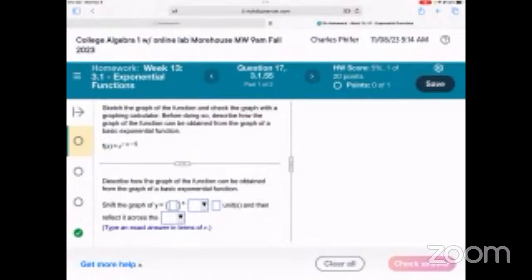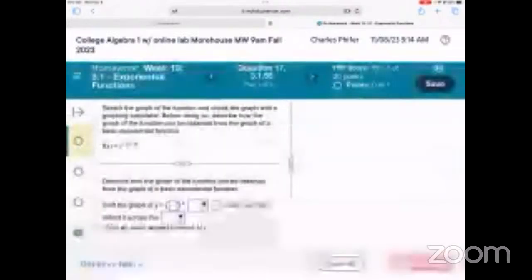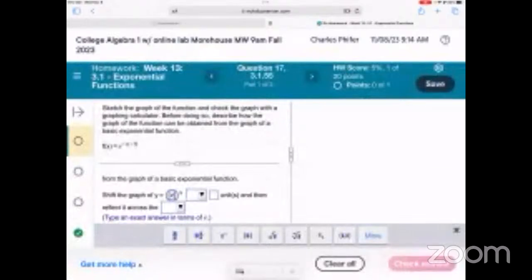Okay, so it should be the graph of, let's turn this off. So it looks like it should be e to the x. Shift the graph of this. Now the way that they're doing it, the way I described it is the way I would have done it, but the order is different. So I think that what we need to do is factor out the negative. So that way it'll be +5 first, which will cause it to move left 5 units.